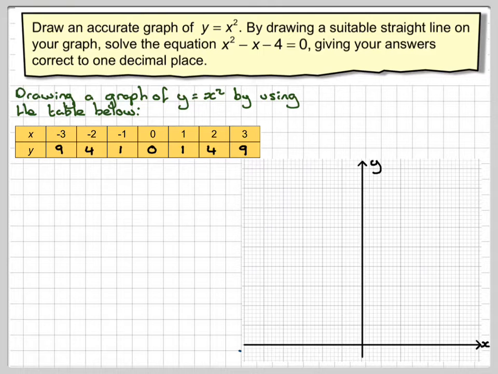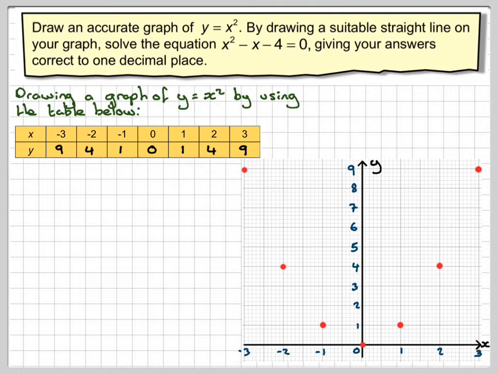Right, so drawing a set of axes, making sure you label them x and y. Best to do this on some sort of graph paper. Labeling the axes, now notice I've got different scales here. 2 squares represents 1 unit on the x-axis, and 1 square represents 1 unit on the y-axis. So plotting the point minus 3, 9, which is there, minus 2, 4, minus 1, 1, 0, 0, and the same here, 1, 1, 2, 4, and 3, 9.